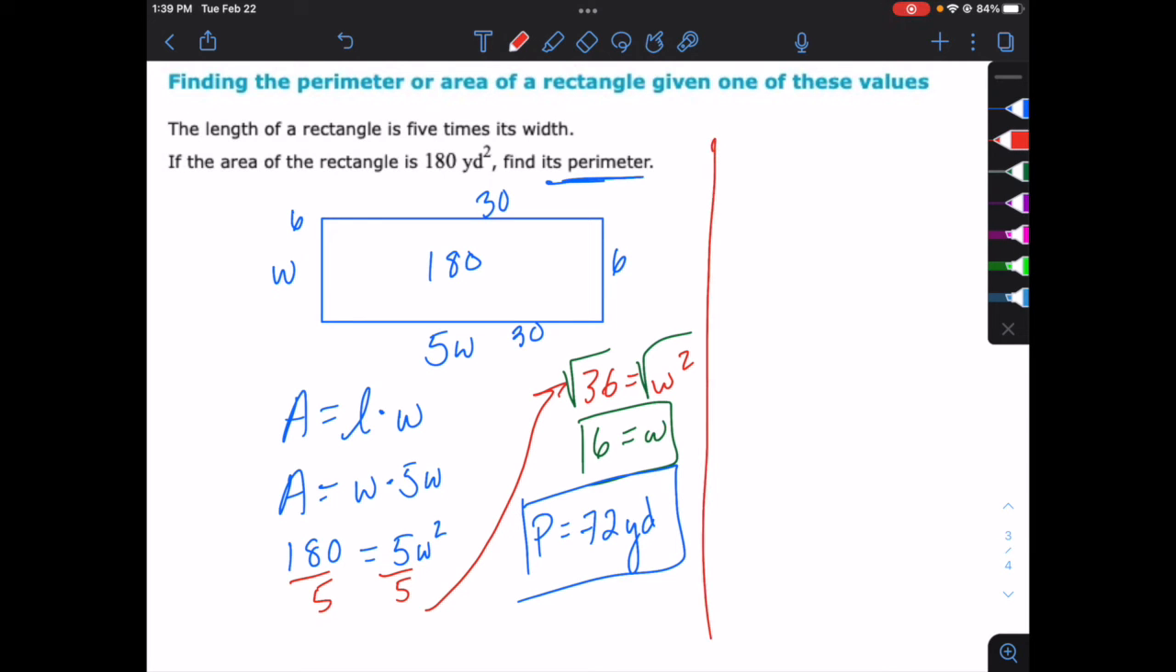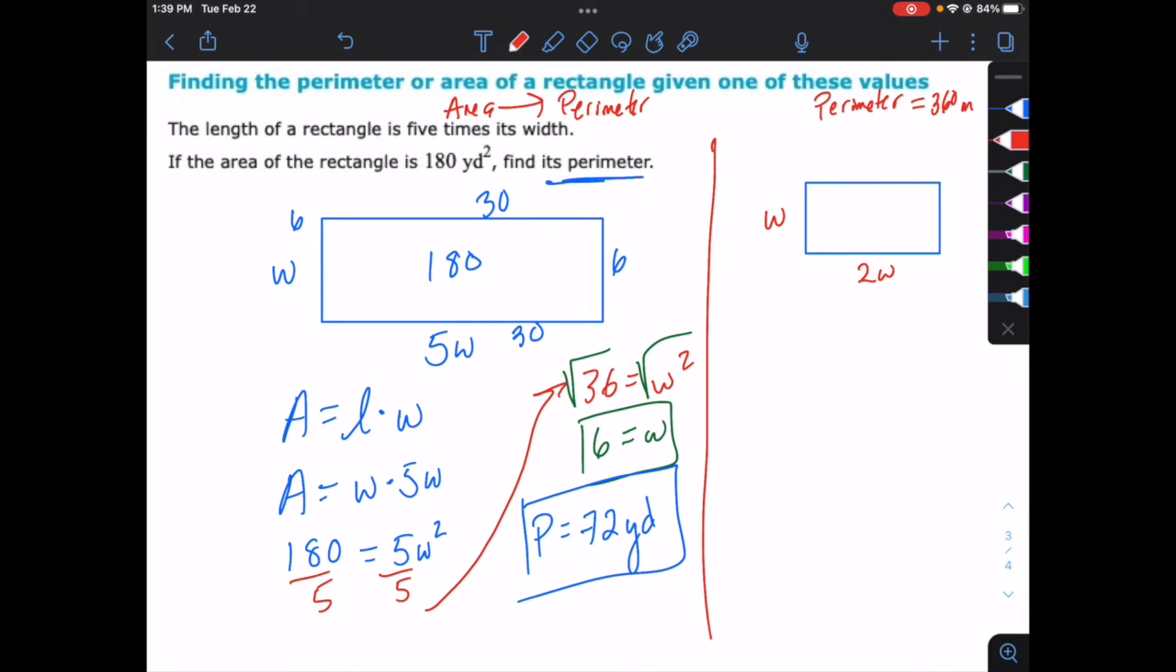Now, in this one, we were given area and asked to find perimeter. Well, what happens if we were given information the other way around? All right, so let's start off with a rectangle. And let's just say the length is twice the width. So we get width and 2W. Okay, so if that's the case, and let's say they tell us that the perimeter equals, we'll go with 360 meters. All right, so how would we find the area?